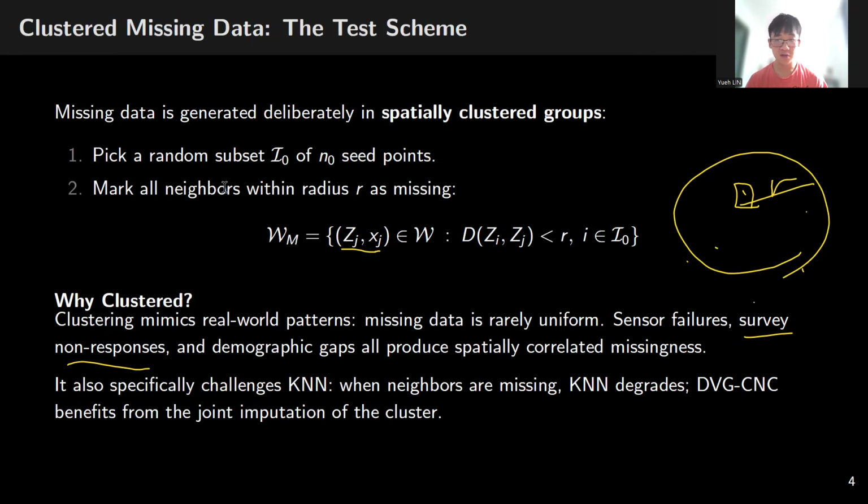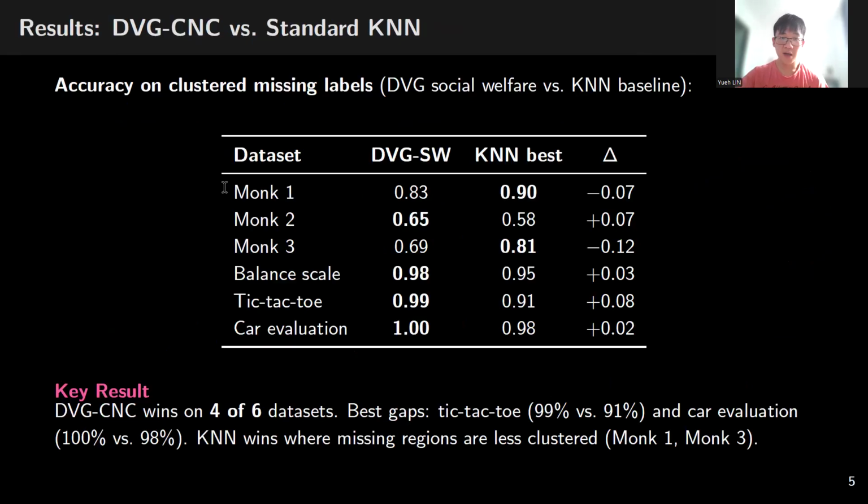So let's look at the result here. We compare using KNN and using the direct voting game model. Here are the accuracy results across all 6 UCI benchmark data sets, where the missing data are clustered, as described before. And we compare the direct voting game with the best KNN setting, sweeping K from 3 up to 15. So the voting results are here.